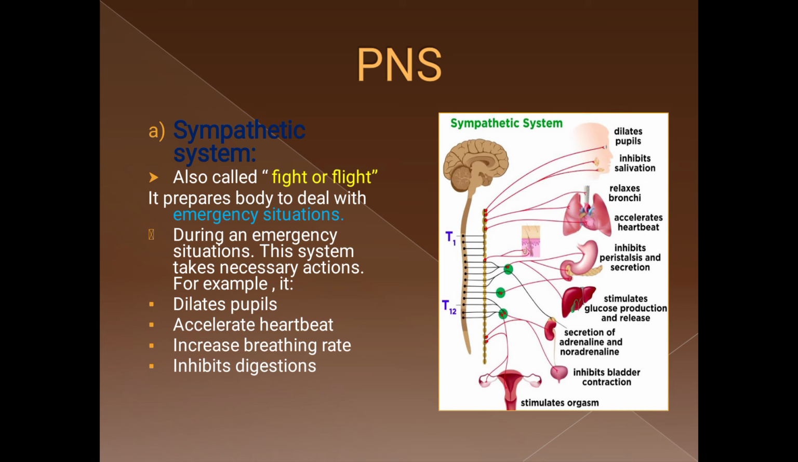Sympathetic nervous system, also called the system of fight or flight. It prepares the body to deal with an emergency situation. During an emergency situation, this system takes necessary actions. For example, it dilates pupils, accelerates heartbeat, increases breathing rate, and stops digestion.